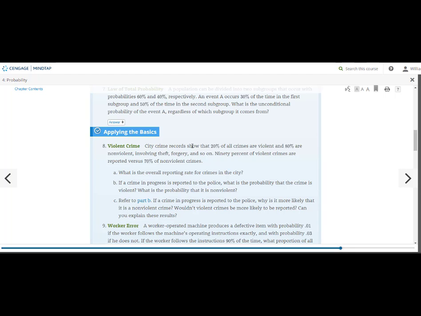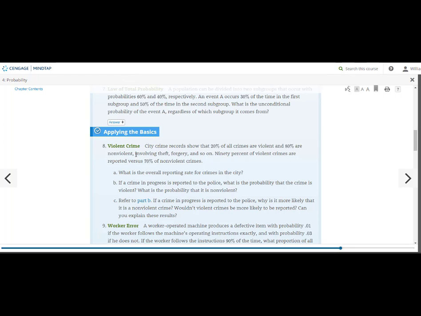So city crime records show that 20% of all crimes are violent and 80% are nonviolent. Okay, so I can see right there, maybe the partition is violent versus nonviolent crimes. So you might say, is that exhaustive? Yeah, if something's a violent crime or it's a nonviolent crime, so that is exhaustive, and they are mutually exclusive also. I think that's pretty clear. You can't have a crime that's both violent and nonviolent.